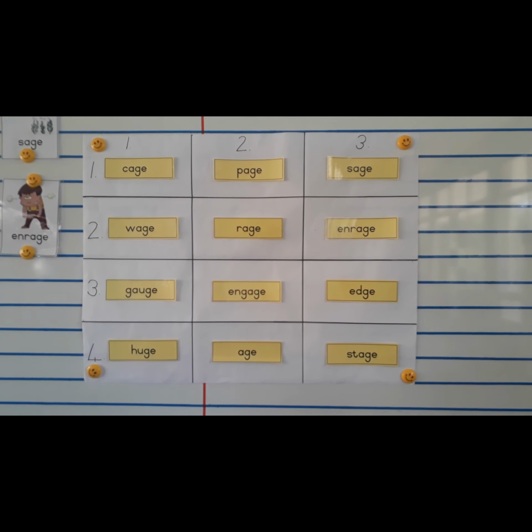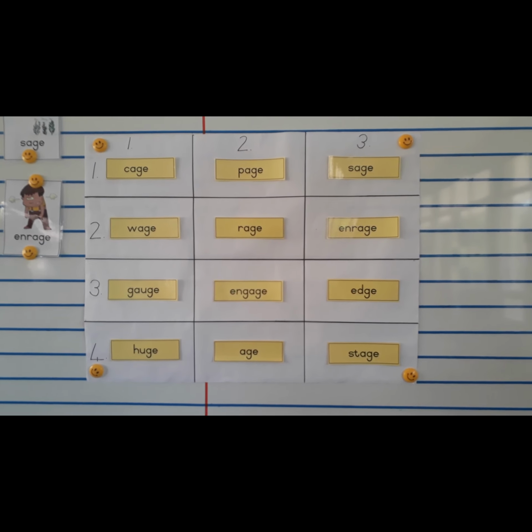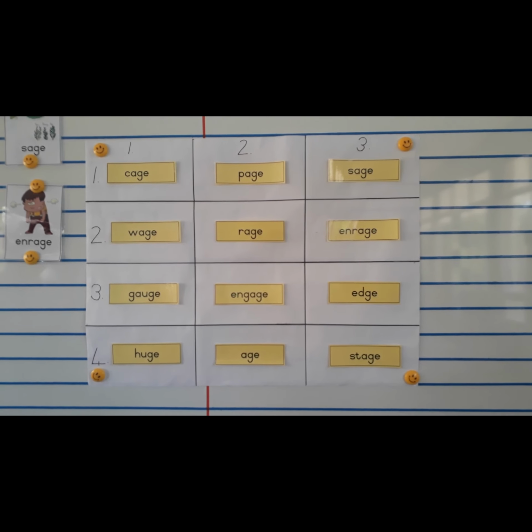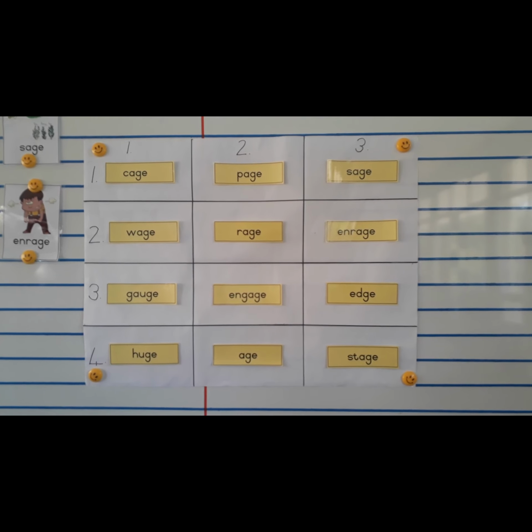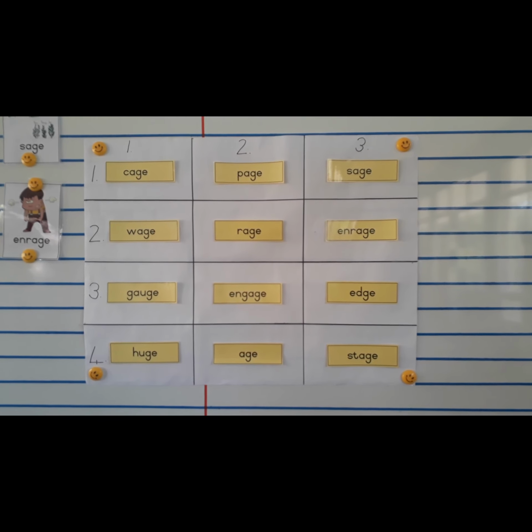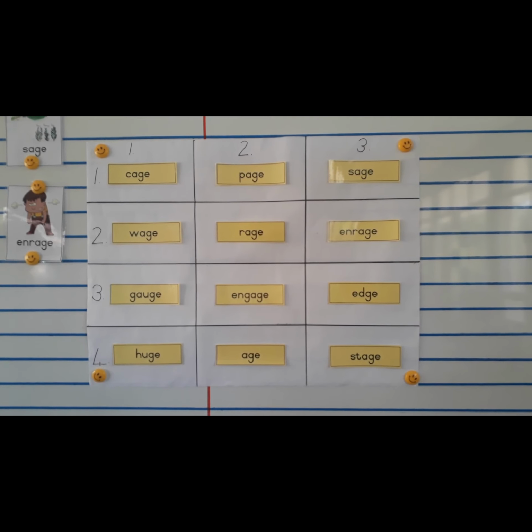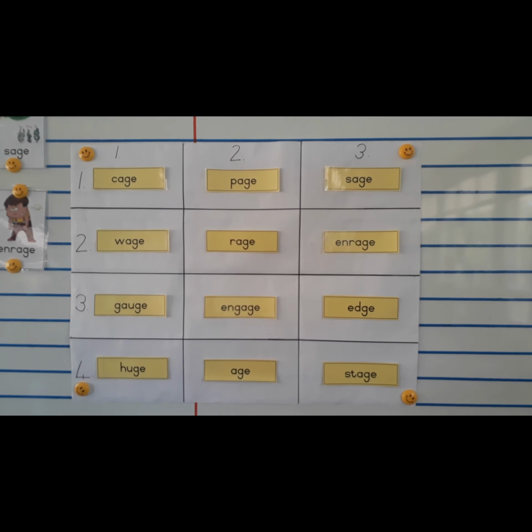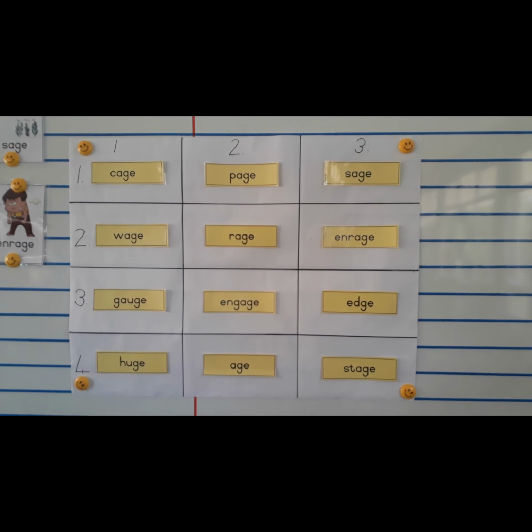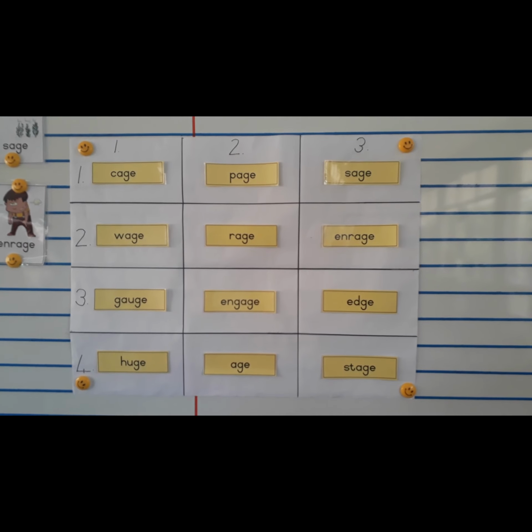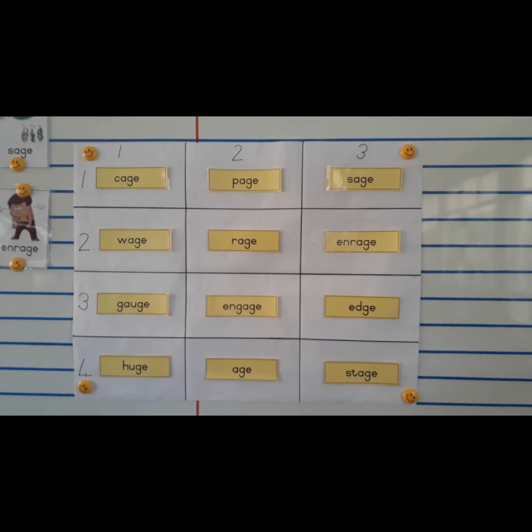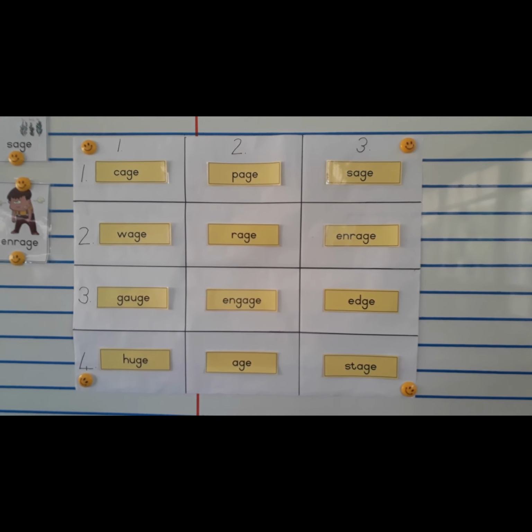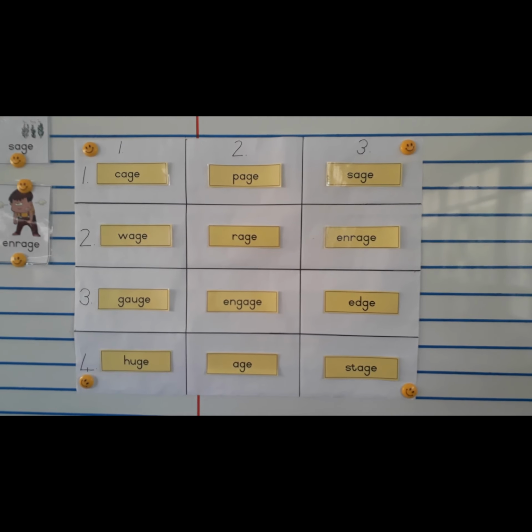Let's read all the words in row 1 from left to right. So it's cage, page, and sage. Let's read them backwards, from right to left. Sage, page, and cage. Let's read row 2, from left to right. Wage, rage, enrage. Let's read them from right to left. Enrage, rage, and wage.